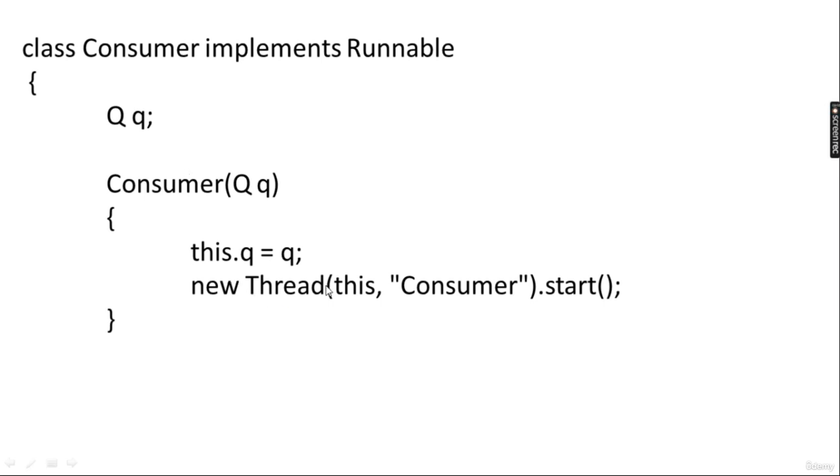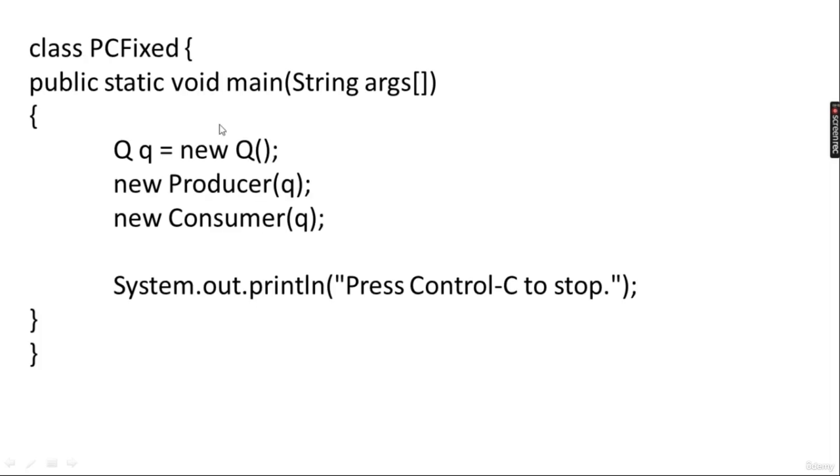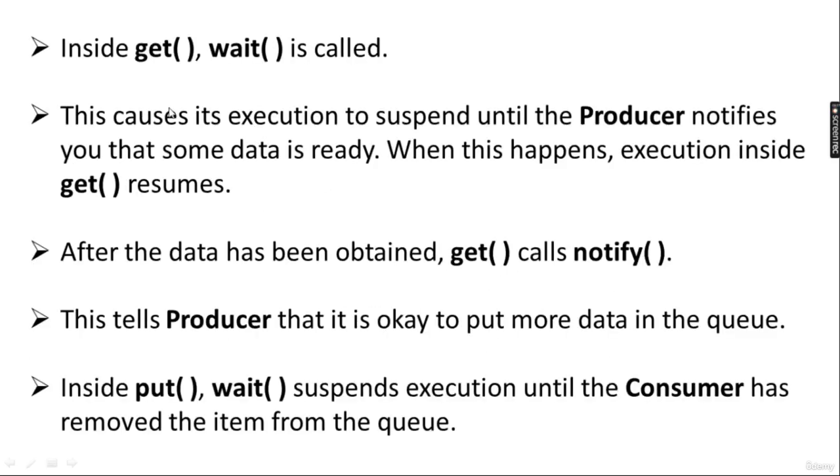Here this.q is equal to q, and the consumer is started over here. Now in run, while true, q.get. Now this is the main class we have. The same object is created and passed to both of the classes. Then press Ctrl+C to stop.